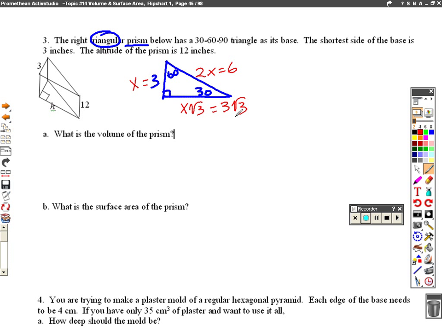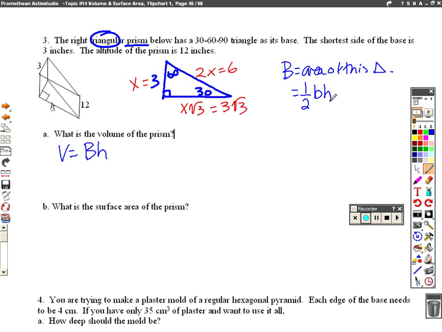All right, you might ask, why do we need it? Well, for the first question, we want to find the volume. Let's go back to the actual problem. The volume, because it's a prism, will be that big B times H. Now, big B is the area of this triangle, because that's the base. And the area of a triangle is 1/2 base times height of the triangle.